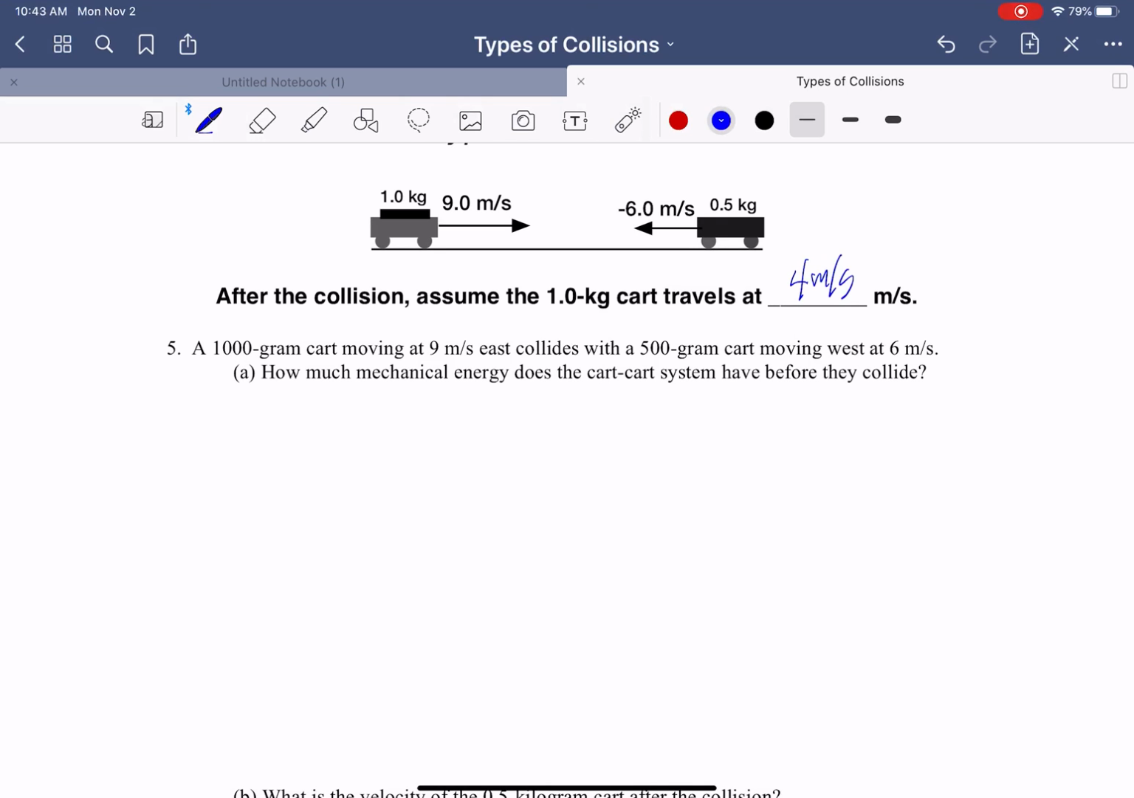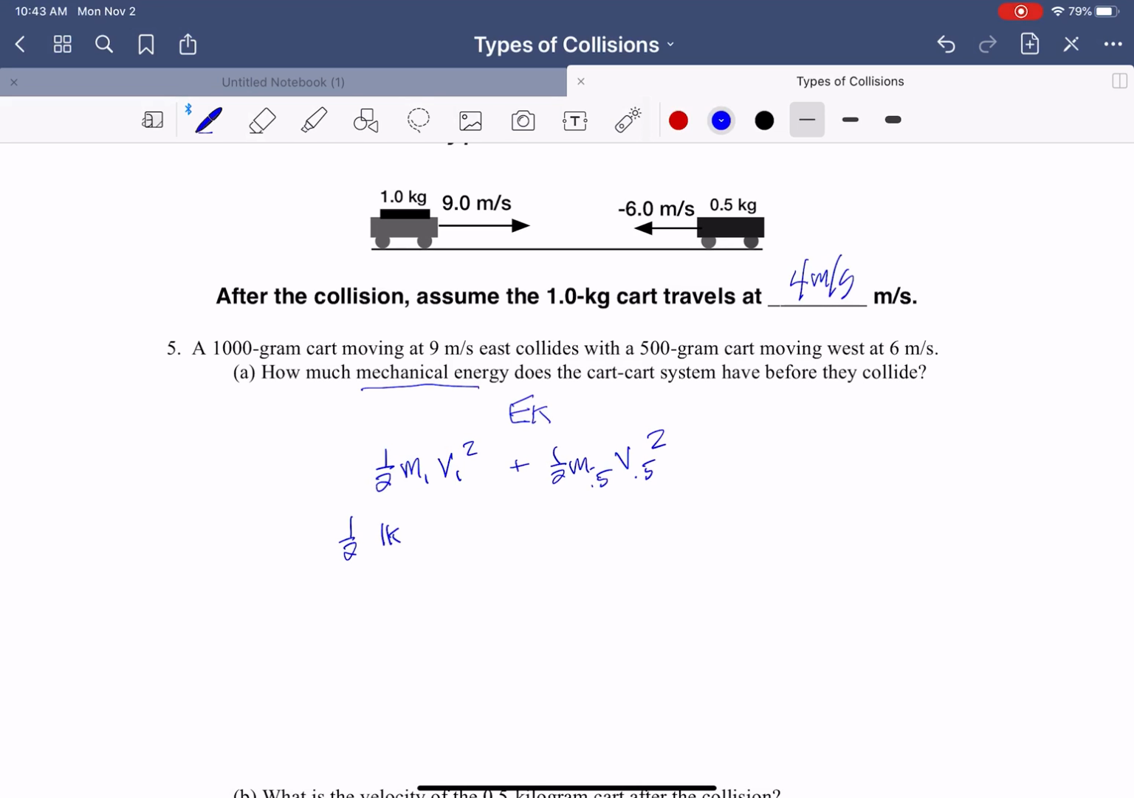So, in this case, the mechanical energy that they have is kinetic energy. So, I have to calculate the kinetic energy for each one and add them together. So, that would be 1/2 the mass of the 1 kilogram cart times the velocity of the 1 kilogram cart squared plus 1/2 the mass of the 0.5 kilogram cart times the velocity of the 0.5 kilogram cart squared. So now I just put in the numbers.